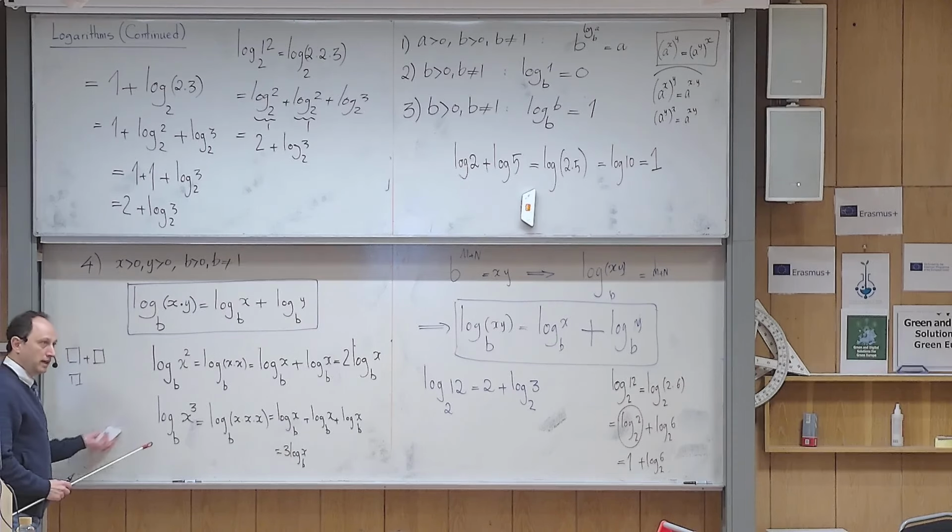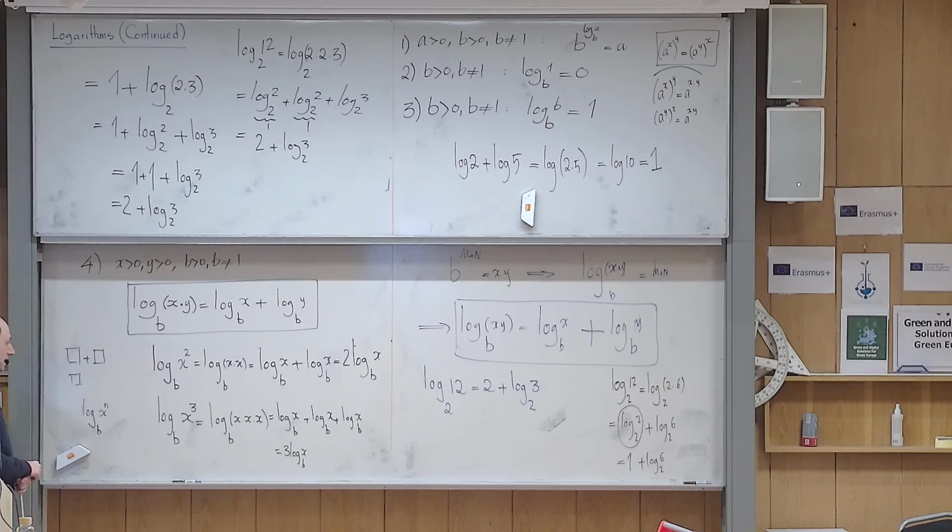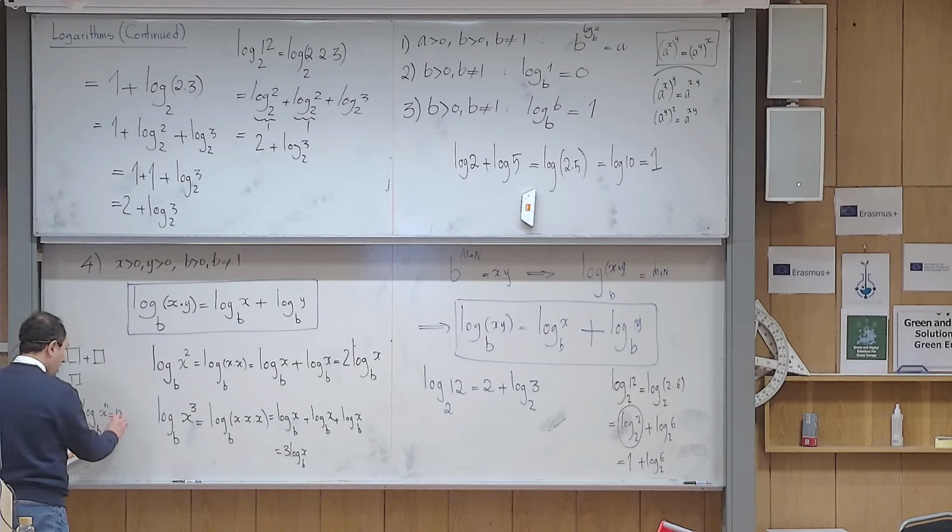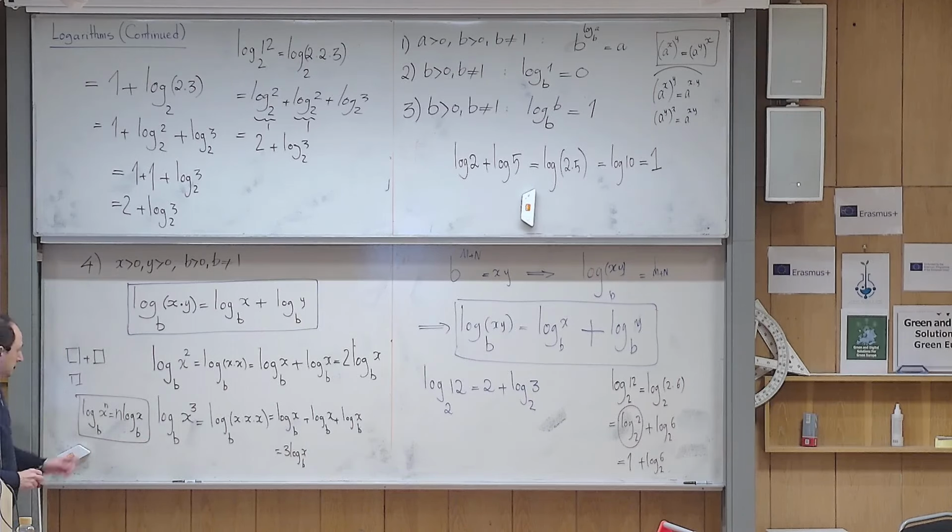In a similar way, I can write something very nice: log of x to the power n, base b. What do you think will be the answer to this? It will be n times logarithm of x to the base b. So it's a nice property. If I see a power here, I can move this power to the back of the log, and the other way around. If you see an exponent there, this exponent goes back to the log.